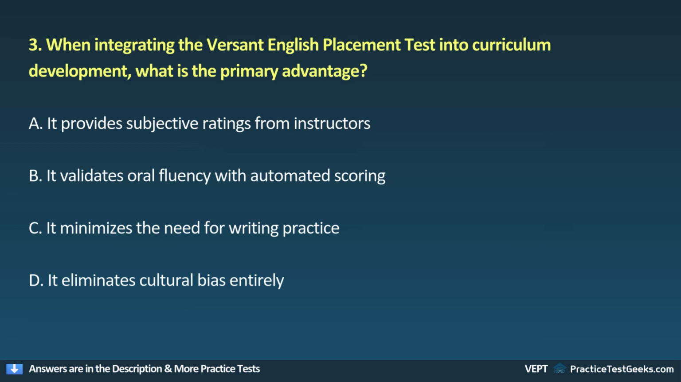3. When integrating the Versant English Placement Test into curriculum development, what is the primary advantage? It provides subjective ratings from instructors. B. It validates oral fluency with automated scoring. C. It minimizes the need for writing practice. A. It eliminates cultural bias entirely.